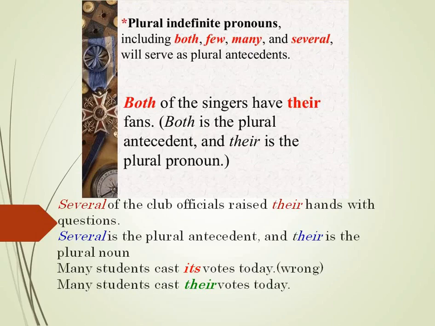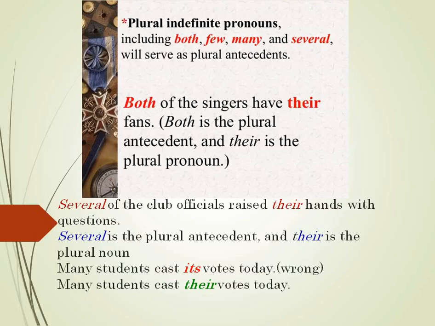Both of the singers have their fans. So "both" is the plural antecedent and "their" is the plural pronoun. If the pronoun is plural, the antecedent has to be plural, of course, and it's called agreement: subject and pronoun agreement, or noun and pronoun agreement. Look at the other examples. Several of the club officials raised their hands with questions. Again, "several" is the plural antecedent and "their" is the plural pronoun, which is correctly and exactly used.